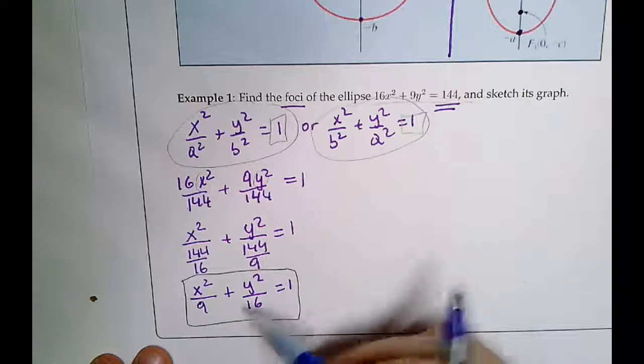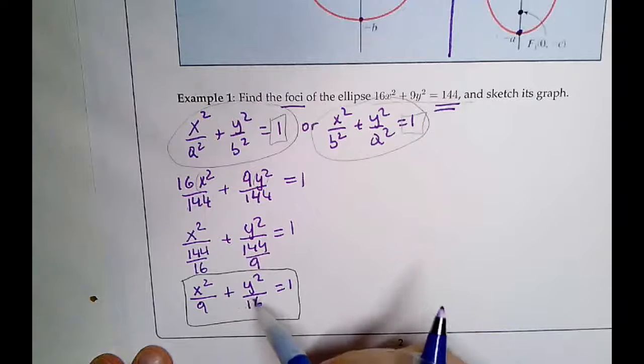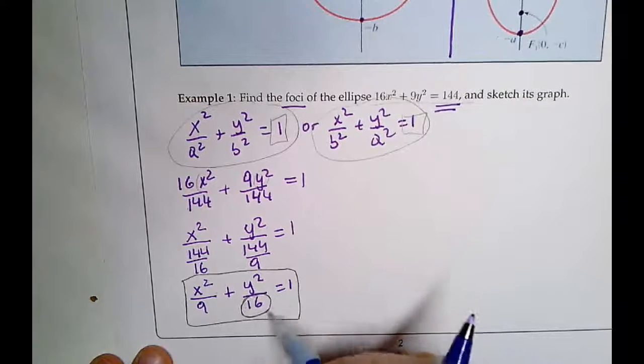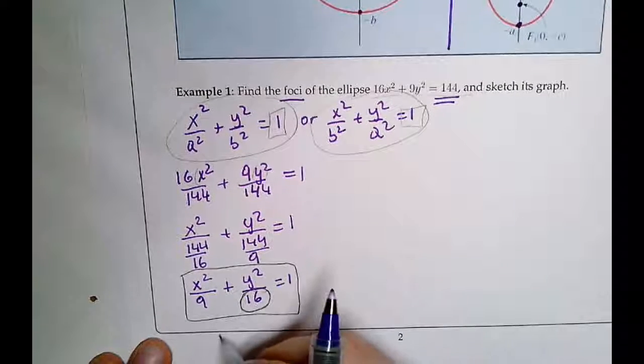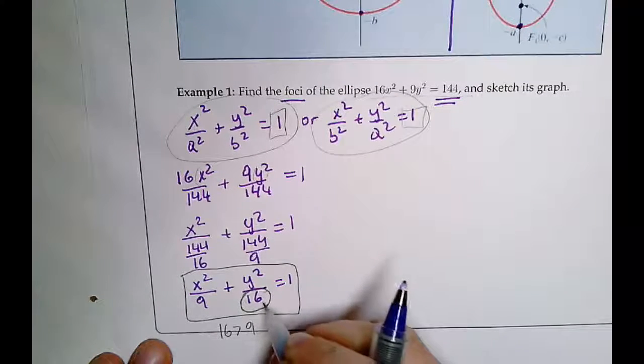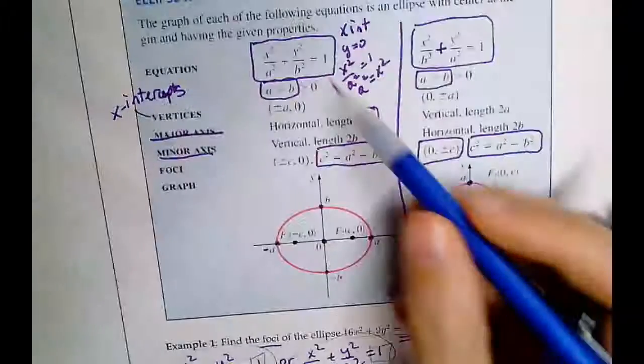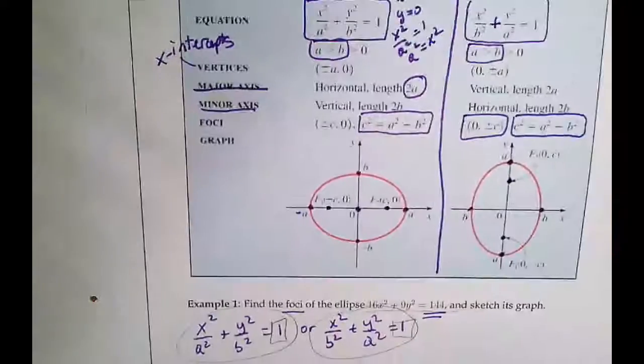Who has the greatest denominator? The x squared or the y squared? Well, this one has the greatest denominator because 16 is greater than 9. So that means that my a, the one that needs to be greater than the other one, is 16.